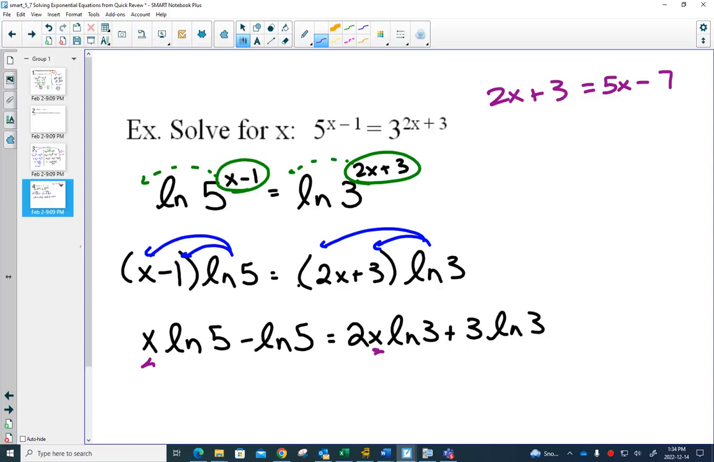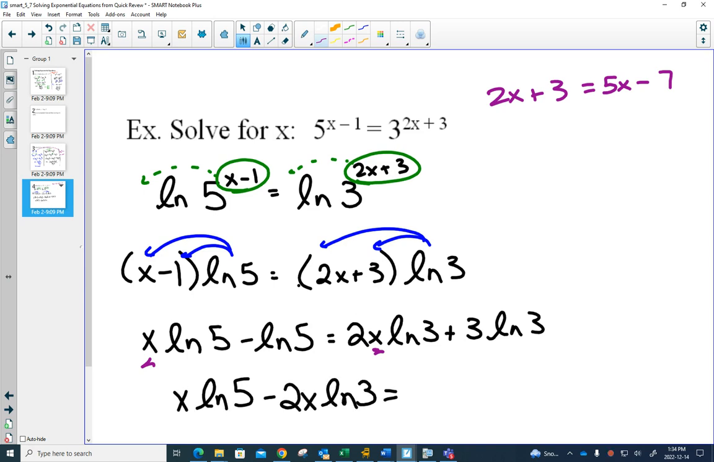in grade 9, you put the minus 3 on this side, you'd be like, oh, I can combine that to get minus 10. In grade 12 with logarithms, it's not so easy to combine. So we just leave it separate. But I'm going to put all my x's. So I have x natural log of 5. I'm going to move this one, minus 2x natural log of 3.